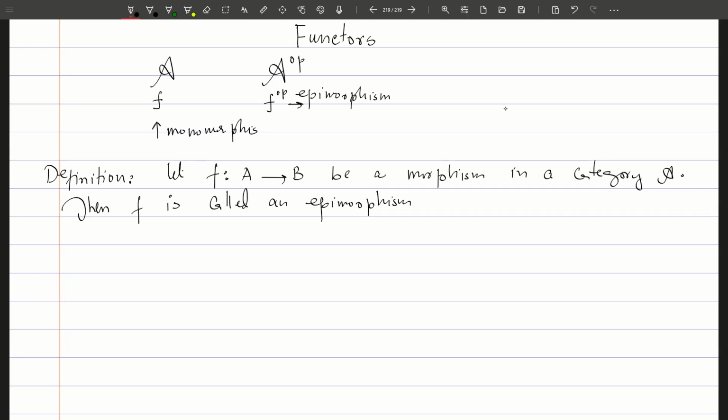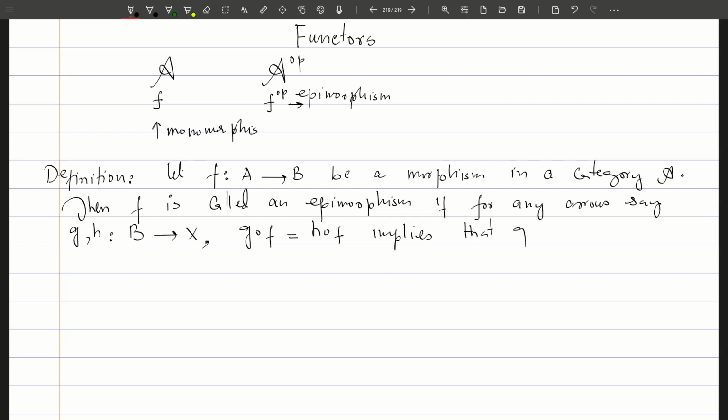if for any arrows, say g and h from object B to any object X, if g composite f is the same as h composite f, this should imply that g and h are equal. So this is what we call an epimorphism. An epimorphism is also sometimes called epic or epi. Now we have a proposition here.